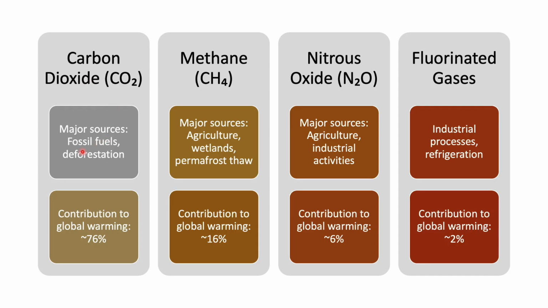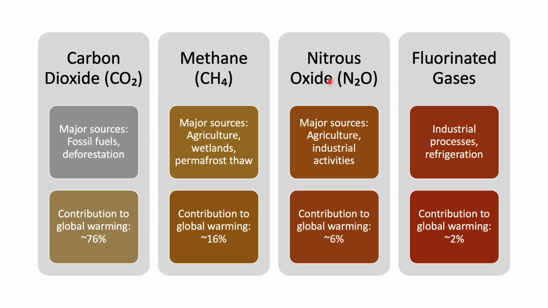Let us quickly look at what the different greenhouse gases are. Carbon dioxide is the first one, and its major sources include fossil fuels and deforestation. It contributes to 76% of global warming. The next one is methane. The major sources include agriculture, wetlands and permafrost thaw. These contribute to around 16% of global warming.